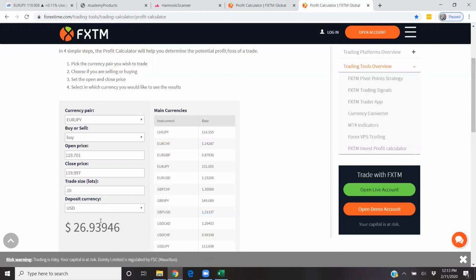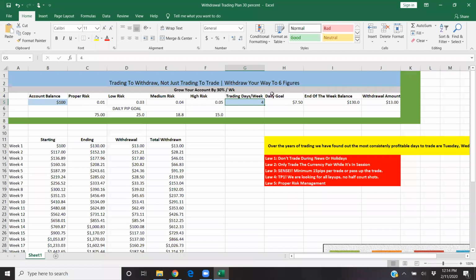Now, obviously, I don't want you to just put in a large lot size just because you think that it's a high probability trade. Continue to use proper risk management. I strongly, strongly urge you to do that. So, I mean, just by utilizing that Harmonic Scanner tool, that can allow you to achieve your daily dollar goal or your daily pip goal just by simply executing those trades.